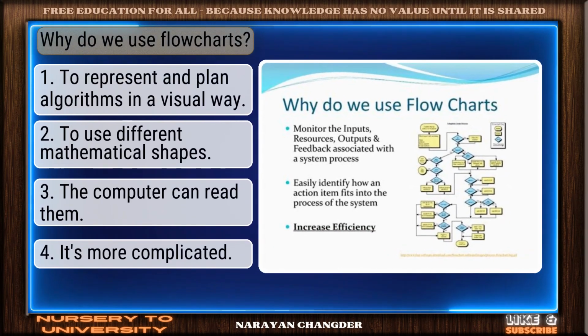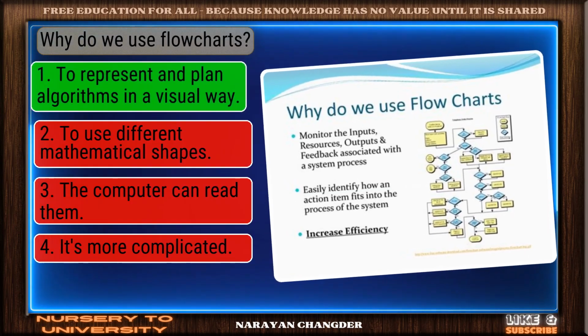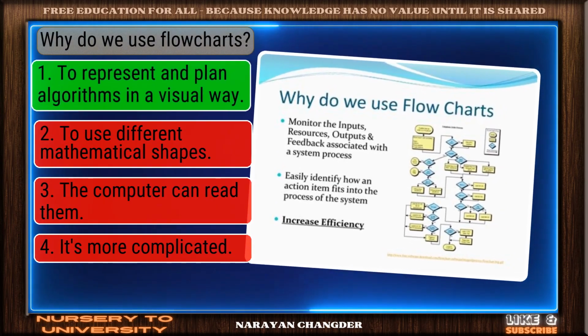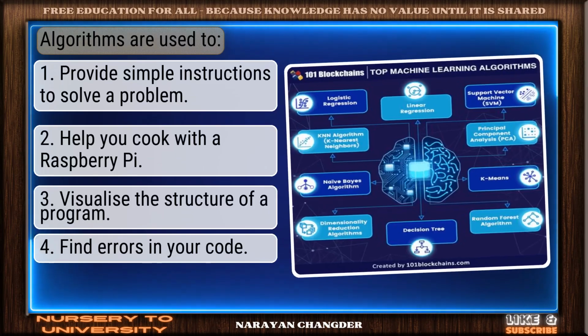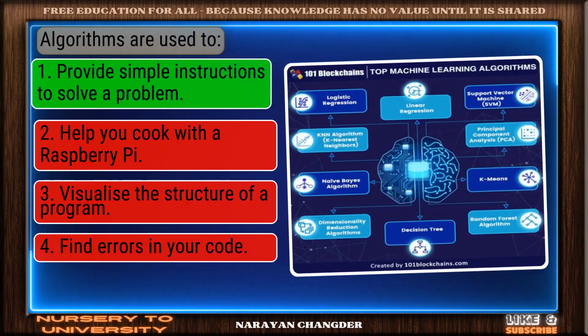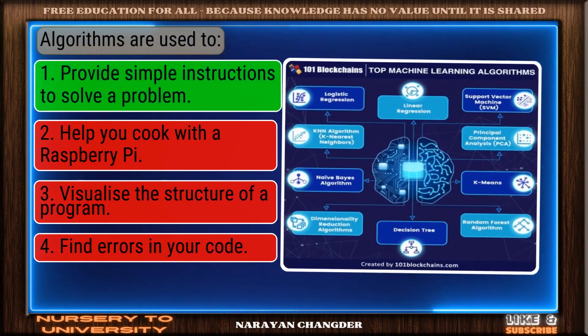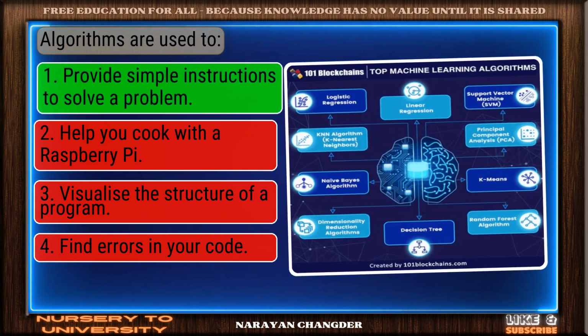Why do we use flowcharts? Right choice. To represent and plan algorithms in a visual way is the best answer. Algorithms are used to. You're right. Provide simple instructions to solve a problem is the correct answer.